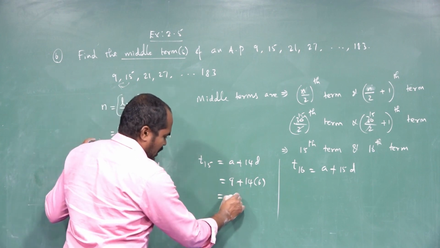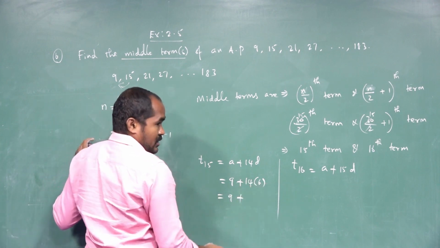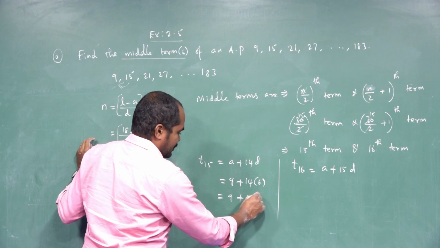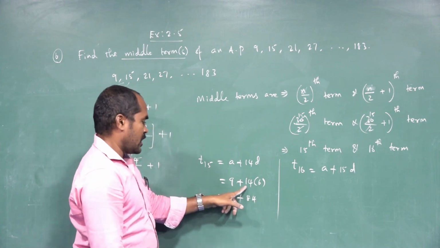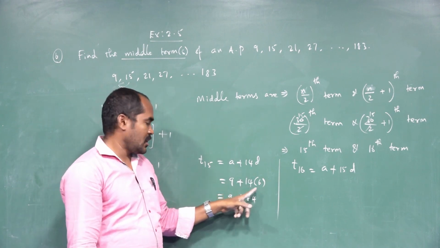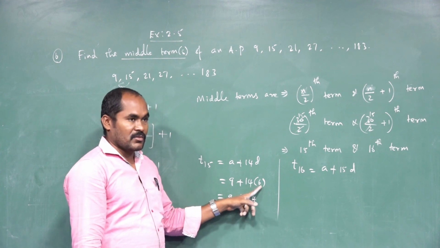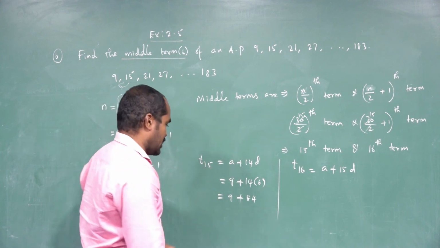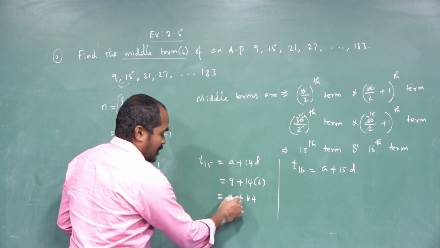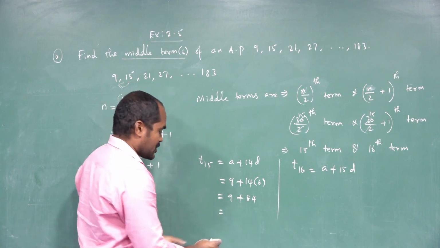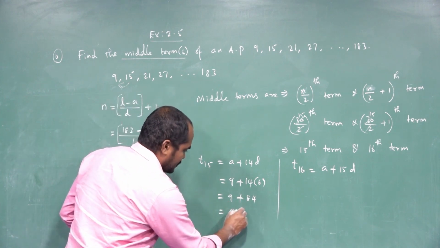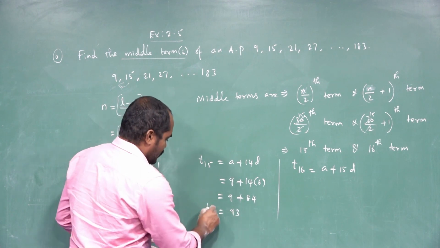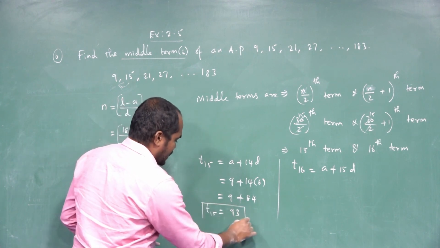So this is 9 plus 60 plus 24. 10 into 6 is 60, 4 into 6 is 24. 60 plus 24 is 84. So 84 plus 9 is what? 84 plus 9 is 93. Right? So the 15th term is 93.